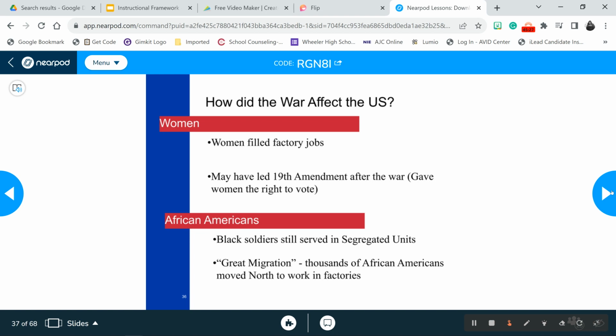Okay? Protect democracy for the world, all right? African Americans or Black Americans. Black soldiers were still serving in segregated units, but because of the Great Migration, thousands of workers were able to move north and work in factory jobs. Keep us in mind, you still have plantation life, picking cotton. Is that clear there?